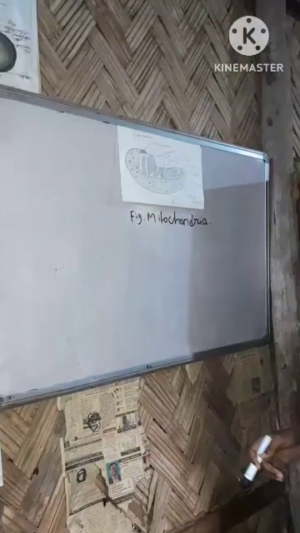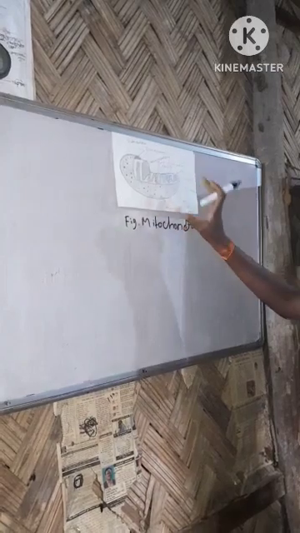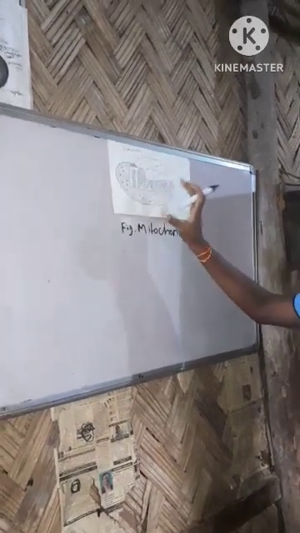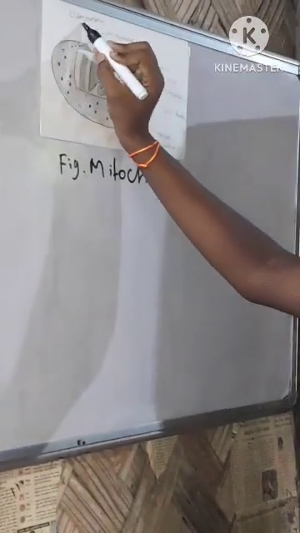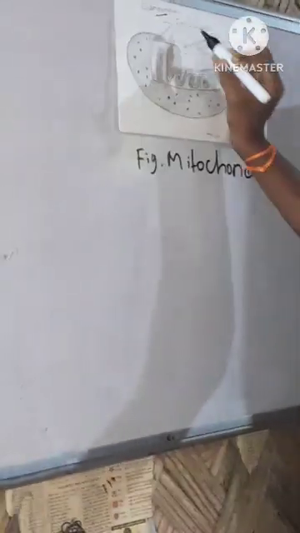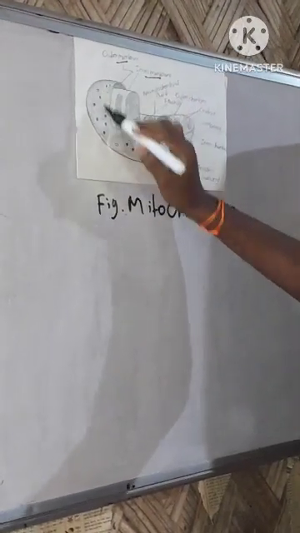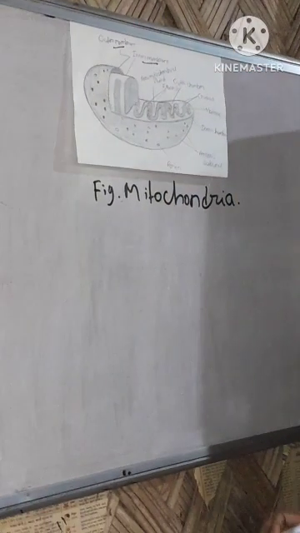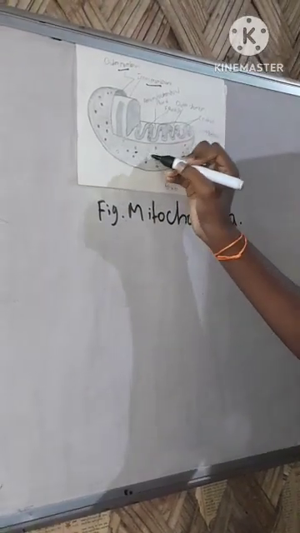This is the figure of mitochondria, and mitochondria looks like a cylindrical or rod shape. In mitochondria, we have two layers. One is the outer membrane, and here is the inner membrane. On the surface of the outer membrane, some shiny granules are present, which are called the Parsons subunit. Here you can see the shiny granules spread all over.